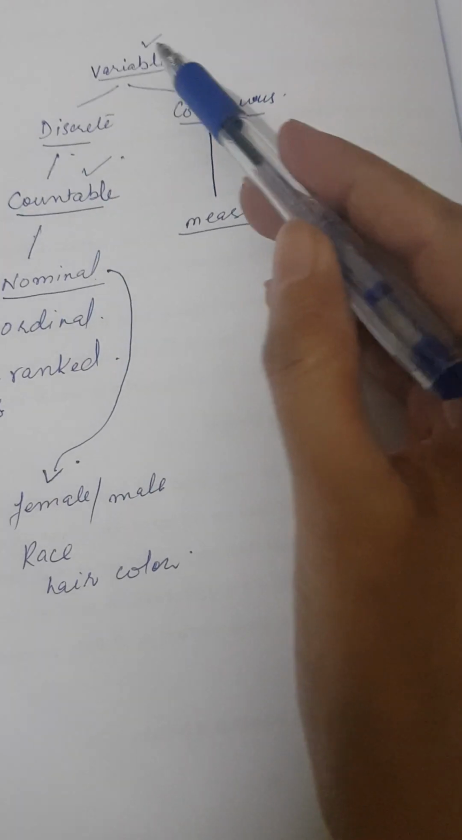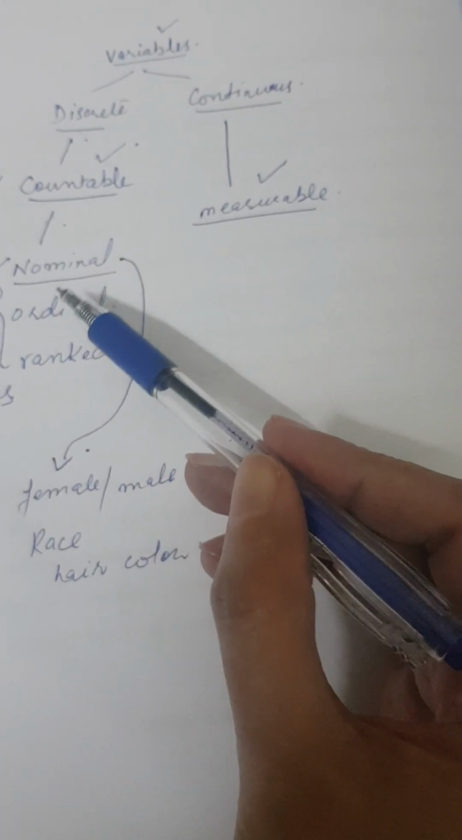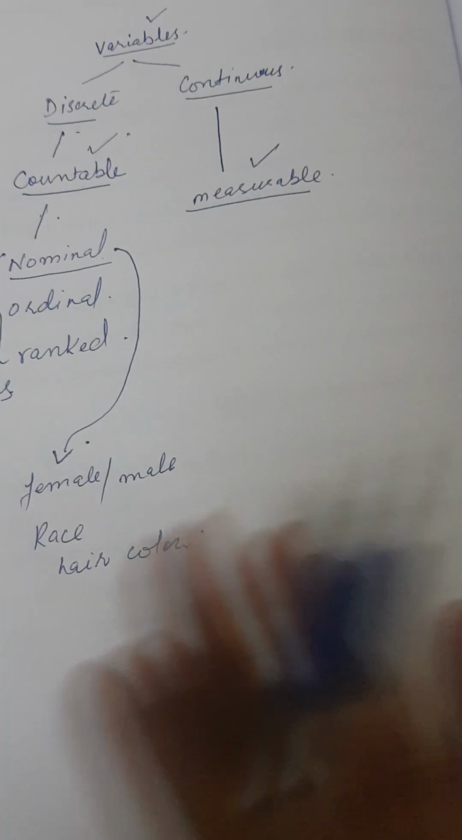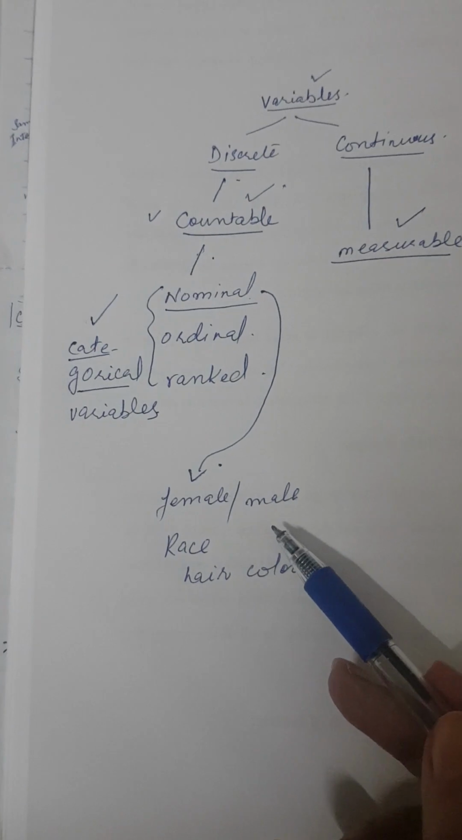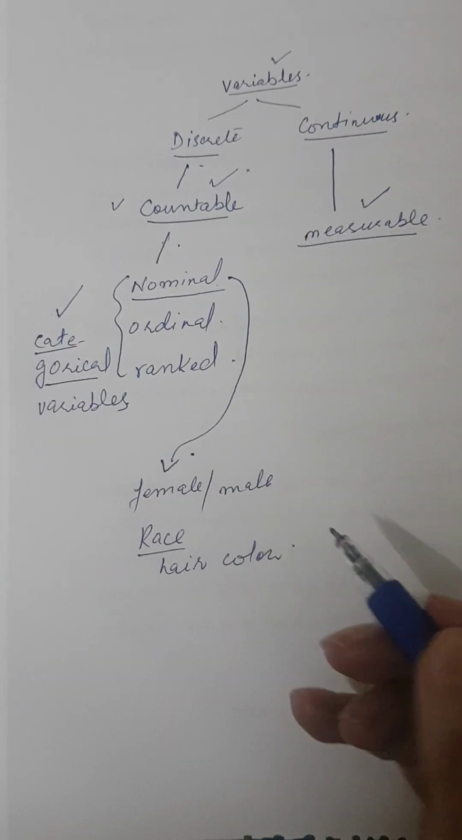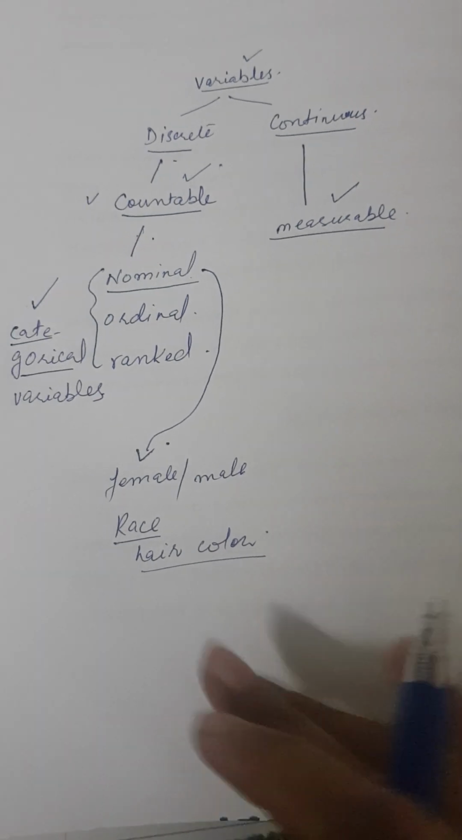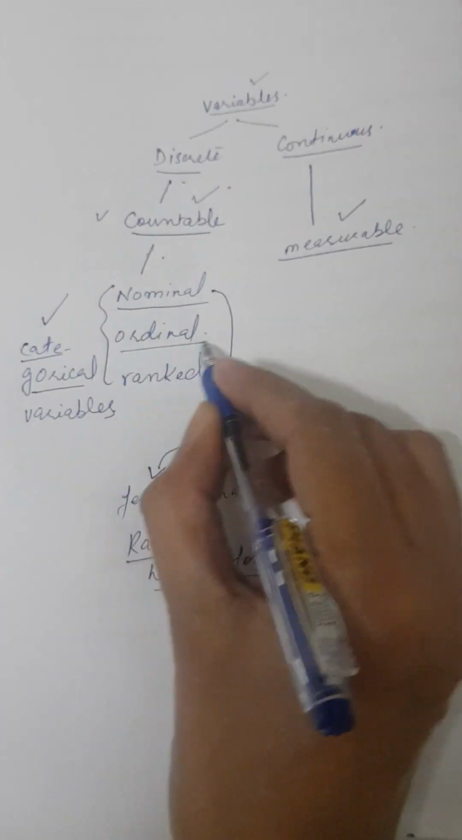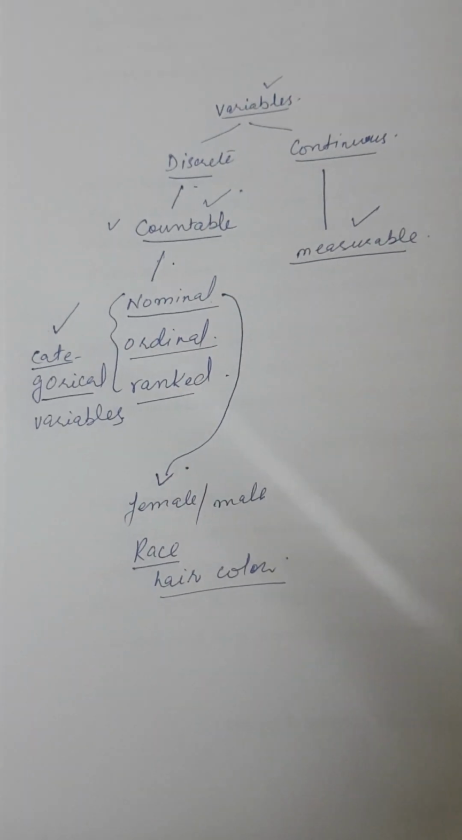So the discrete variables are those which are countable; the countable ones are nominal, ordinal and ranked, and the nominal ones are those in which we are naming the various categories. That is why they are called categorical. There is one category of male, one category of female, race, ethnicity, hair color, and which province you belong to. All these variables are nominal variables. Then we have the ordinal. Ordinal and ranked are similar kinds of things.